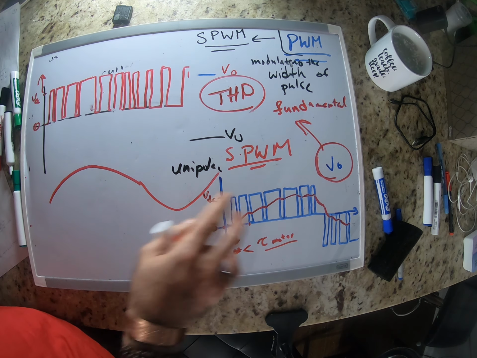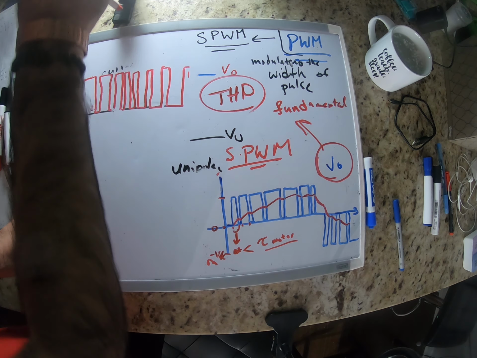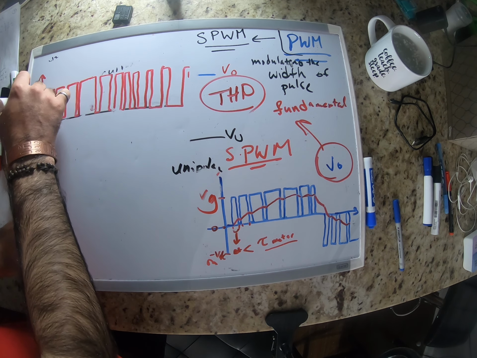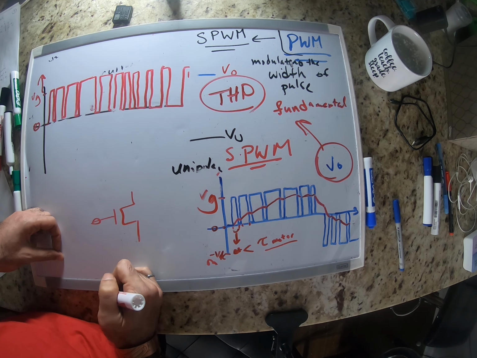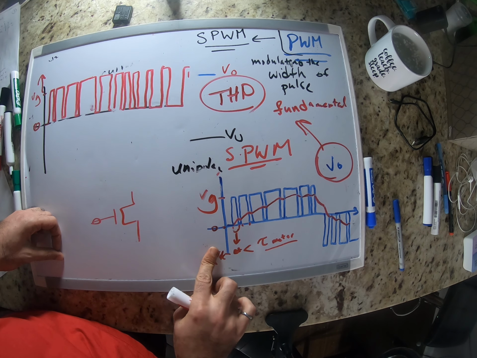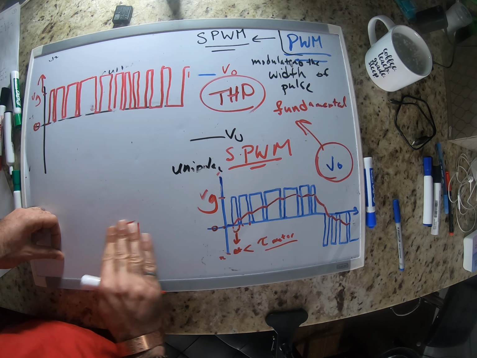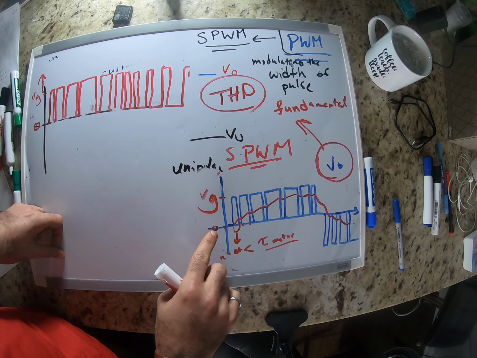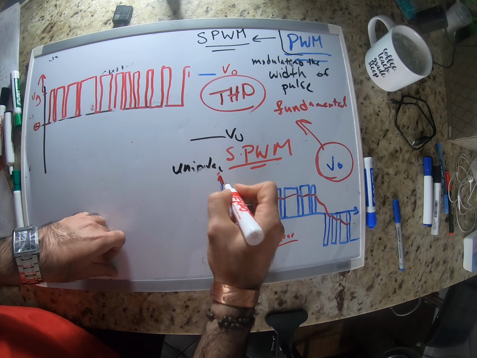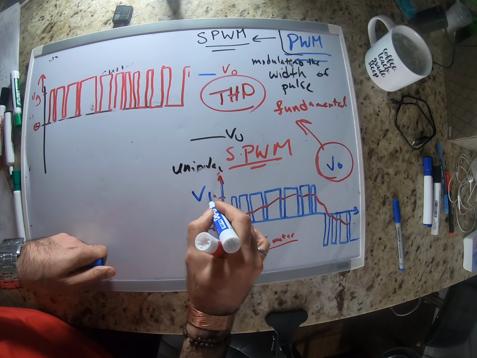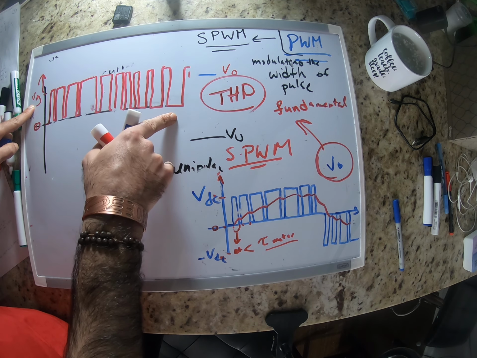I'm sorry, I wrote this one as VDC, that's wrong. This is the gating voltage. This is applied to the switch, not VDC. I'm sorry I did that. Once you have the switches on and off, your output voltage actually looks like this. That was actually correct. This is VDC, negative VDC. This one is the gating signal I'm applying for the bipolar, right?